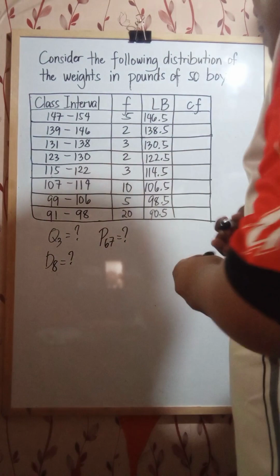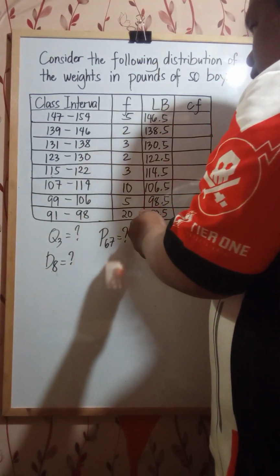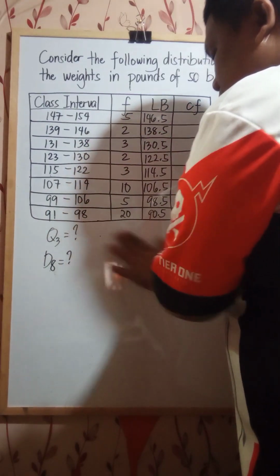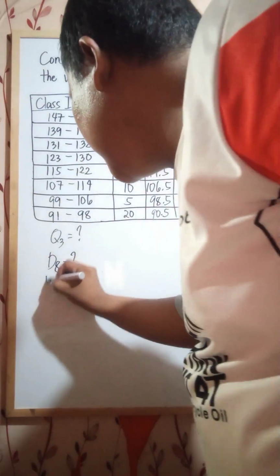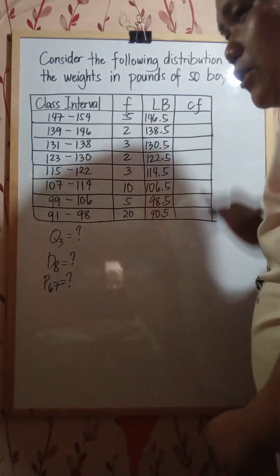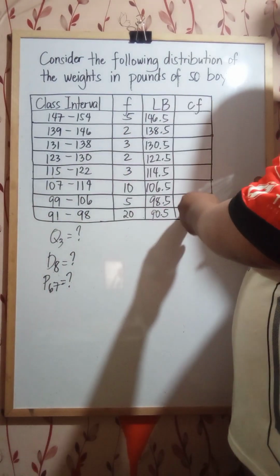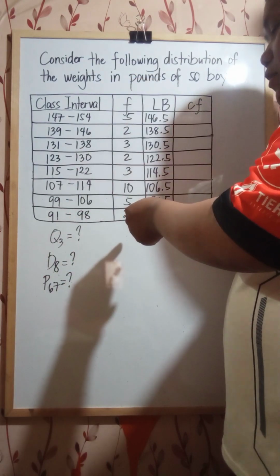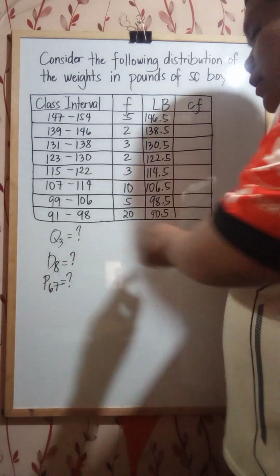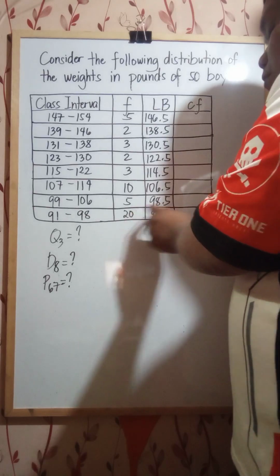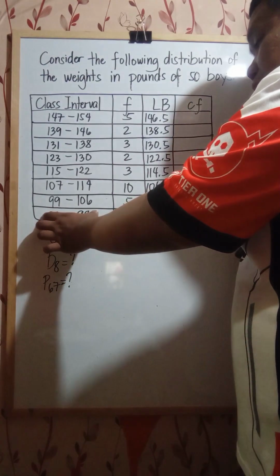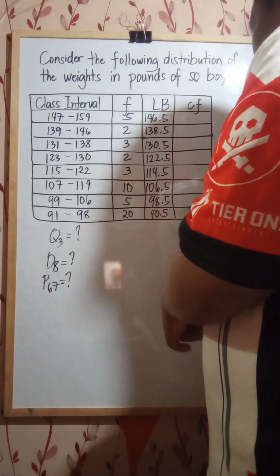For the cumulative frequency, we follow the frequency. If you're going to total this frequency, I'll write P sub 67 here. Again, back to the cumulative frequency: it follows the frequency, like when you're a scorer in basketball, it is like the running score. You start at the lowest class interval, 91 to 98. So 20, copy the frequency 20.